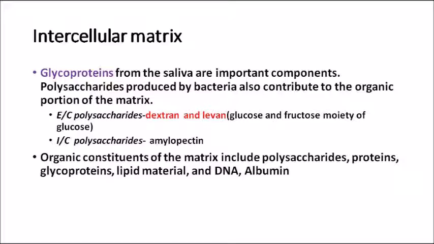When speaking about the polysaccharide, there are two types, extracellular and intracellular. Which are the extracellular polysaccharides? Again, very important, the dextrans and the levans. They are very important in the structure of the intercellular matrix. What are dextrans and levans? They are the glucose and the fructose moiety of the sucrose. We also have intracellular polysaccharides like amylopectin in the matrix structure.